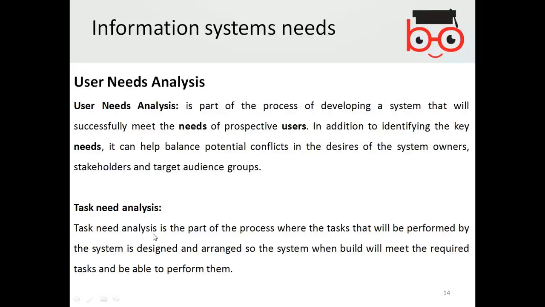Task need analysis. Task need analysis is the part of the process where the tasks that will be performed by the system are designed and arranged, so the system, when built, will meet the required tasks and be able to perform them.